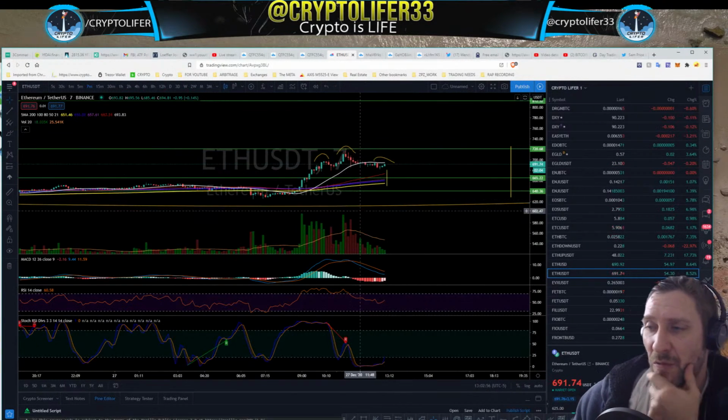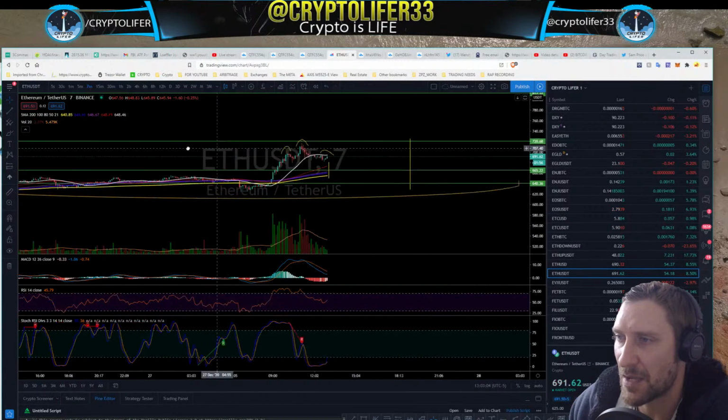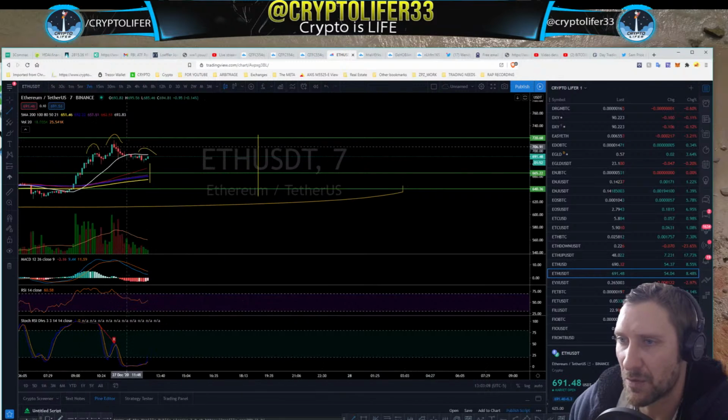So this is very possible for ETH, and this is what I see. Right now the 7 minute wants to rip, which is good. That could propel us out. I'm not saying this is guaranteed to happen. I'm saying this is a possibility. Let's look at another possibility for ETH.